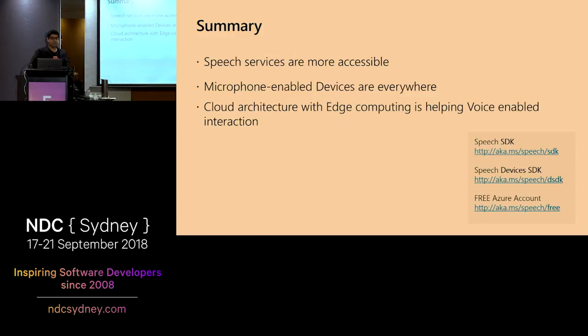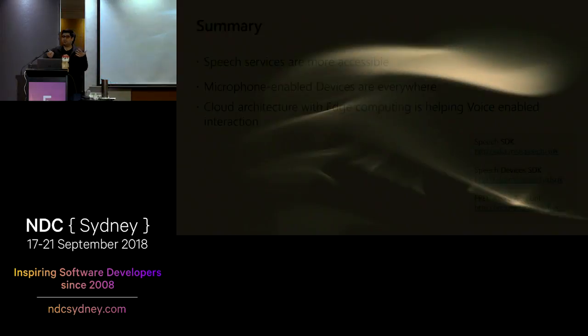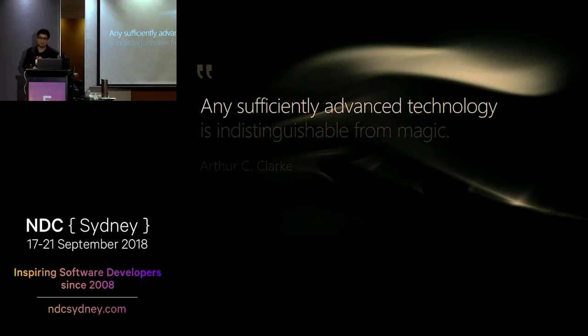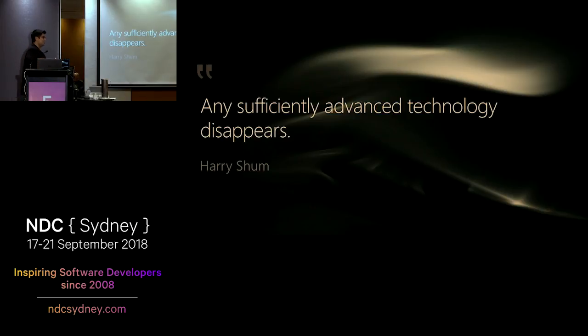So in summary, what Madoka and I would say is that it's really about understanding that if there's any sufficiently advanced technology out there, it becomes, first of all, indistinguishable from magic, but at the same time, it potentially disappears as well. That's the outlook we're looking at for speech across all of those different devices and technologies.